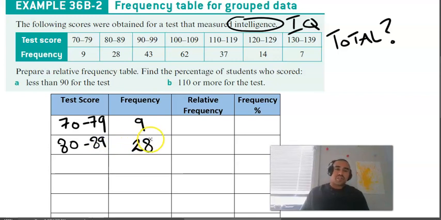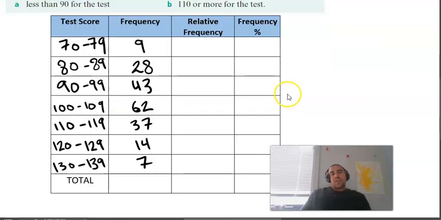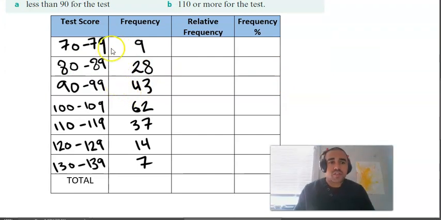I'm going to pause this video, fill this out, and then I'll see you in a couple of seconds to show you how to work out the relative frequency and the frequency percentage, and then also answer these questions. Alright guys, I have just filled out that table, making sure that I have the test scores and their associated frequency amount. For the total amount, all you need to do is simply add up the amounts there, and in this case when you add up all of these numbers, you will get the total of 200. You're more than welcome to use a calculator for that part.